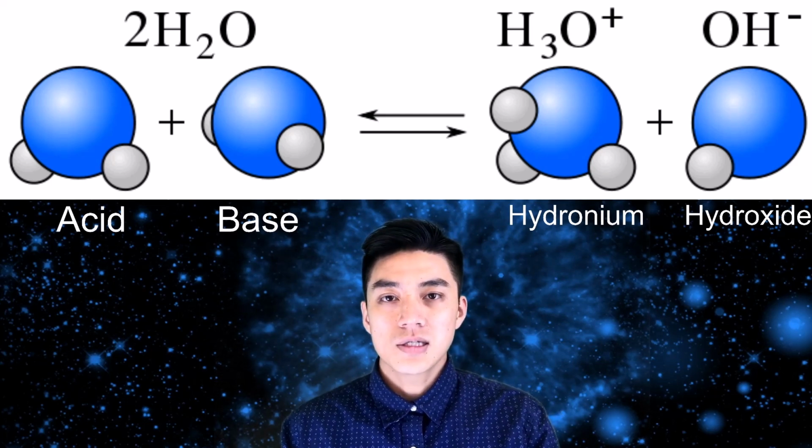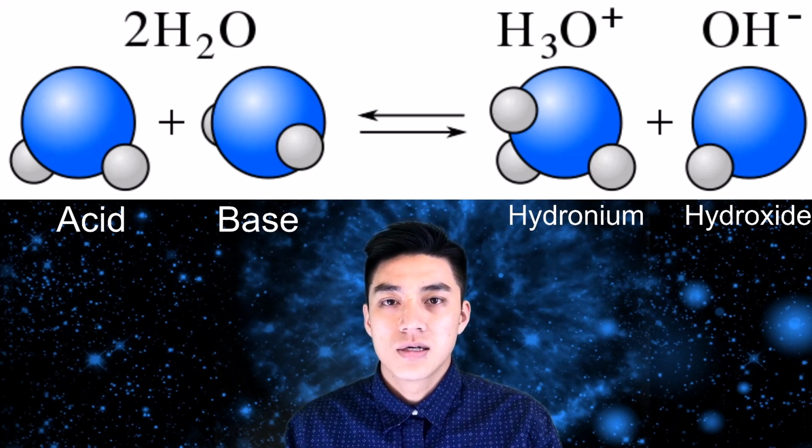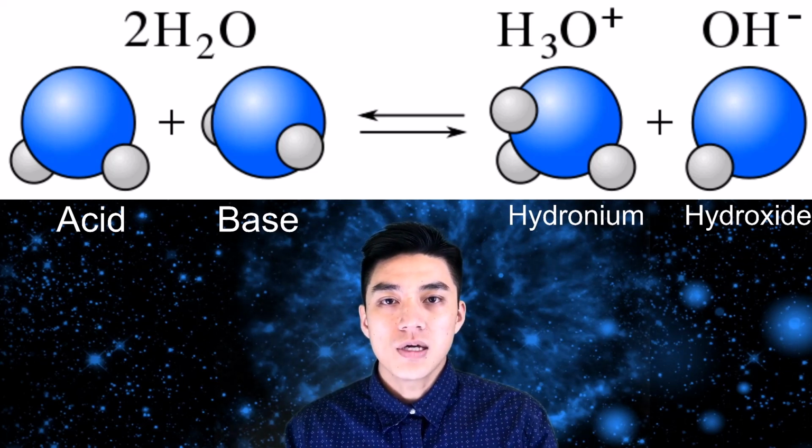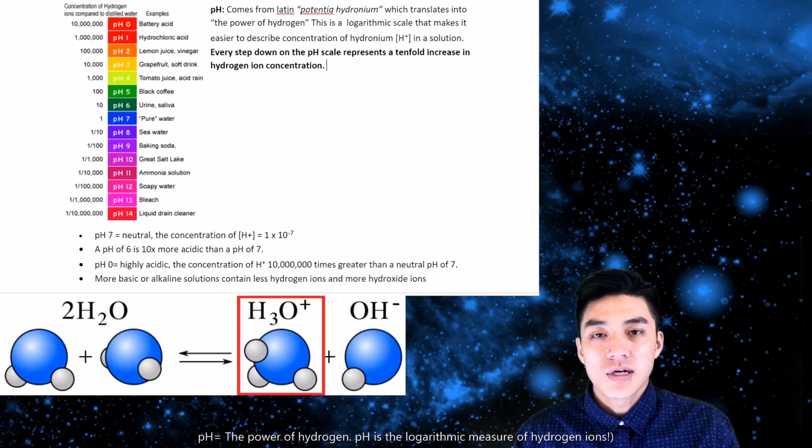Water is constantly self-ionizing, so it forms equal concentrations of hydronium and hydroxide ions. This makes water neutral with a pH of 7. pH comes from Latin potentia hydronium, which literally translates to the power of hydrogen. It is the measure of the concentration of hydronium, which I have there boxed in red.